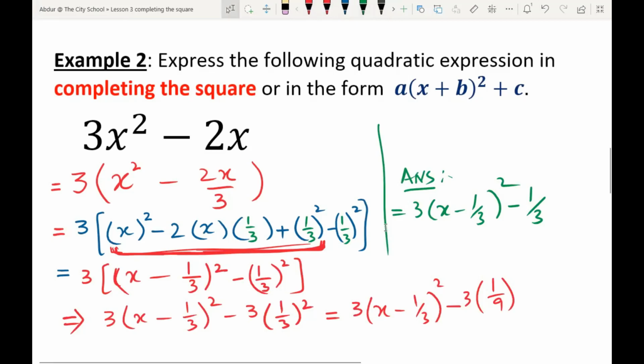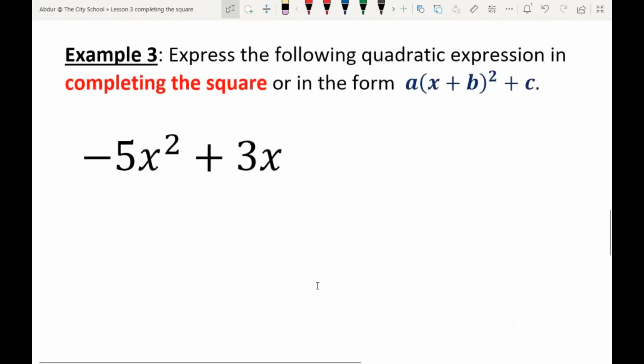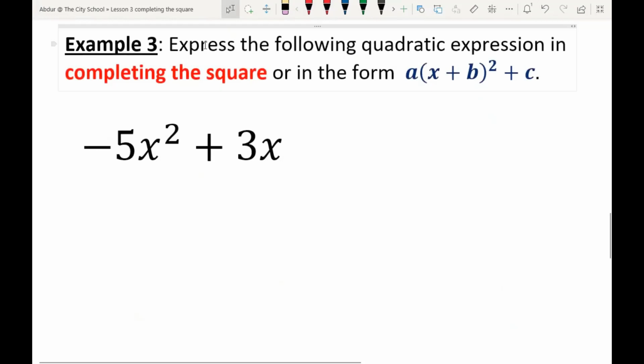Now, move on to the second example, third example. In this example, we have to express the following quadratic expression, minus 5x square plus 3x, in the form of completing a square, a bracket x plus b square plus c.